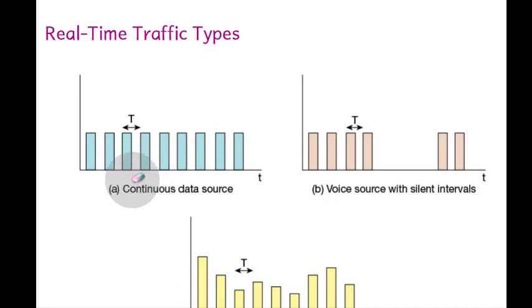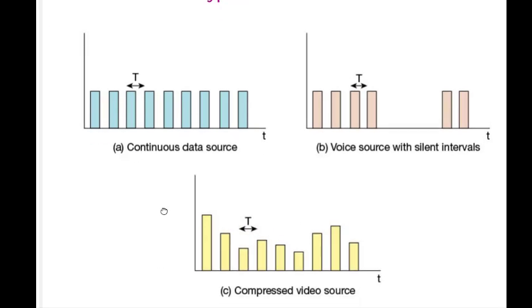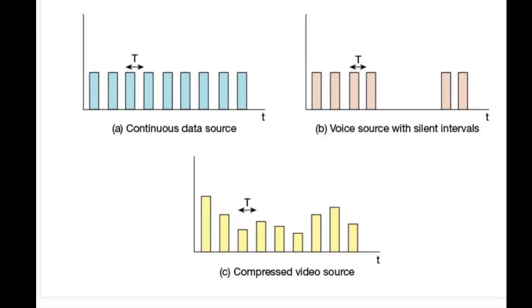So the first is the continuous data source. It is sending the data at a constant rate, and the delay is also constant. Now the second one is the voice source with silent intervals. You can see the data rate is the same, but the time interval is different. And here the data rate is not constant, but they are sending at constant intervals. So these are the various types.